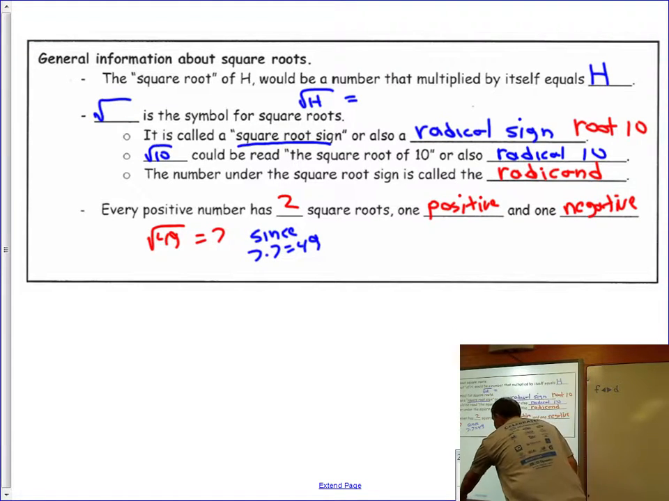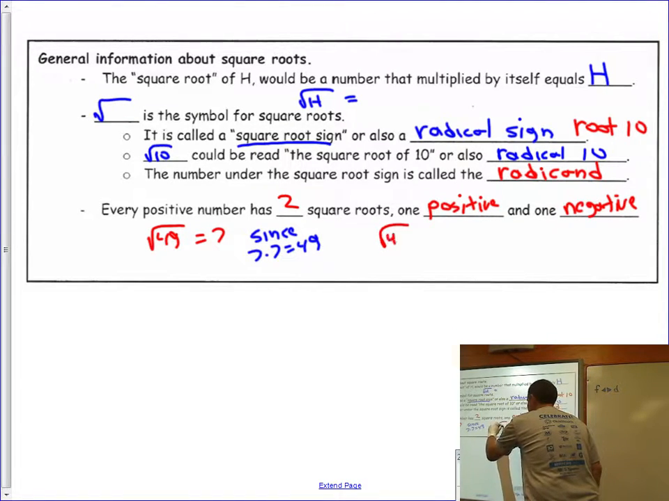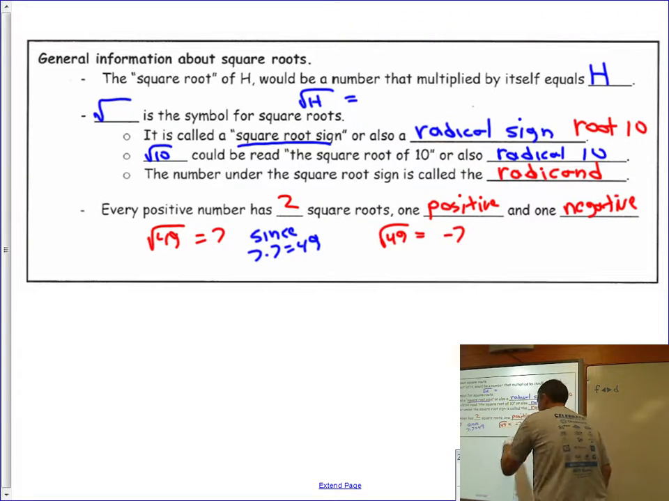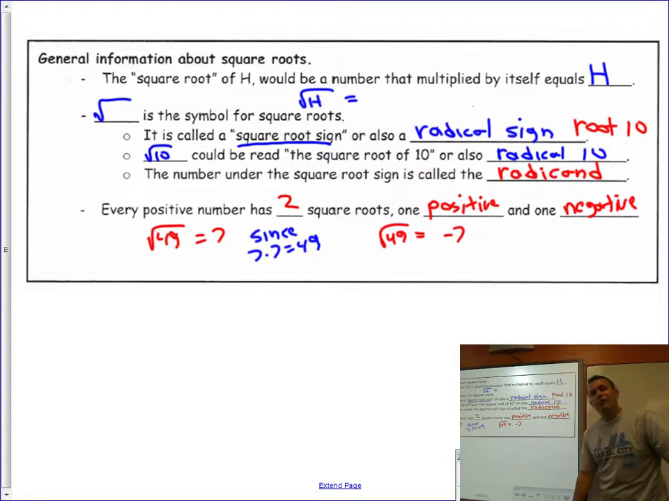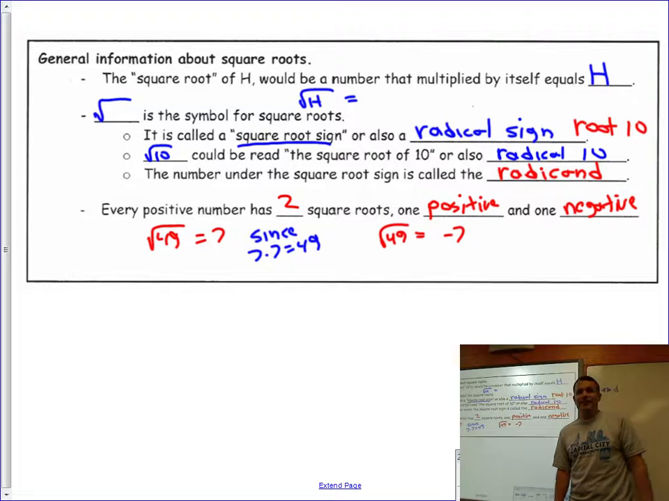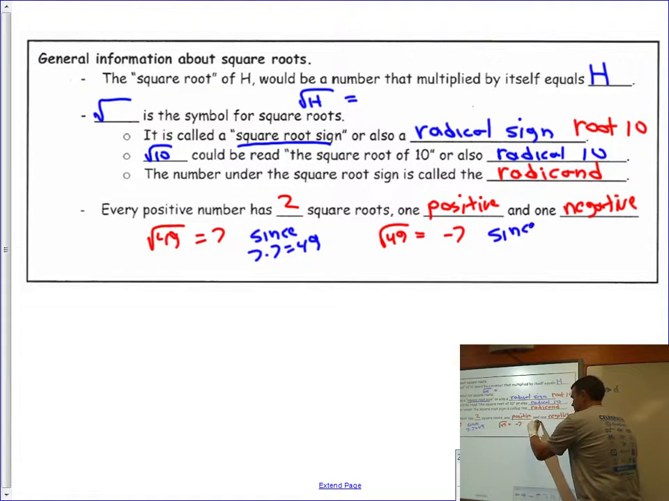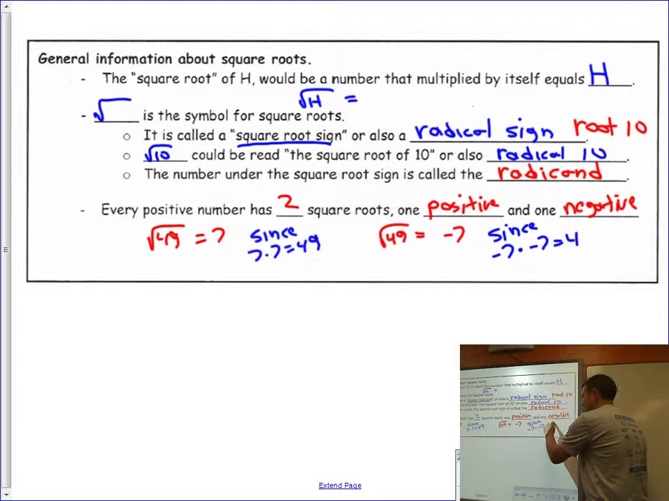But I claim that the square root of 49 could also be negative 7. Why? Because negative 7 times negative 7 also equals 49. So my point is, technically, 49 has two square roots, a positive and a negative.